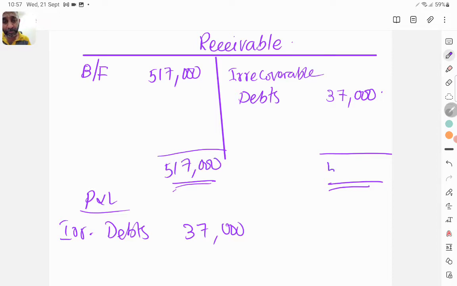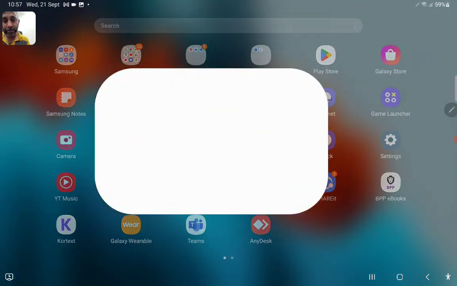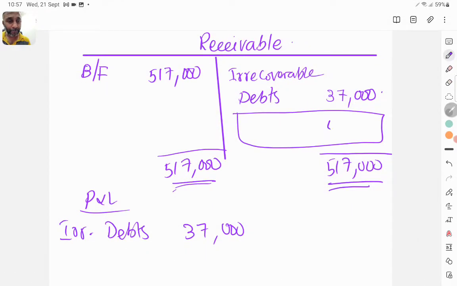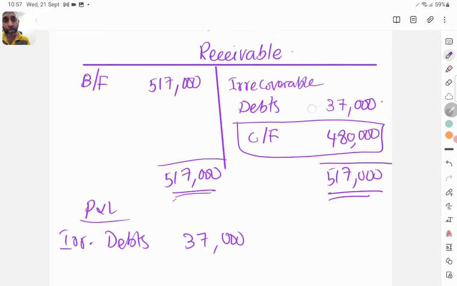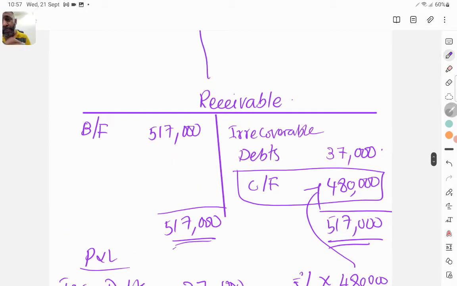517,000, and then what is the balancing figure? Let's work out. 517,000 minus 37,000, which is 480,000. So this is the carried forward balance. Now to calculate the allowance, they say 5% of this balance. So that is 480,000.